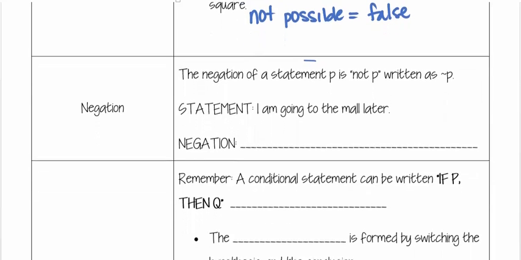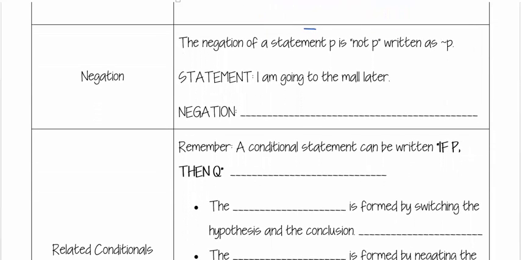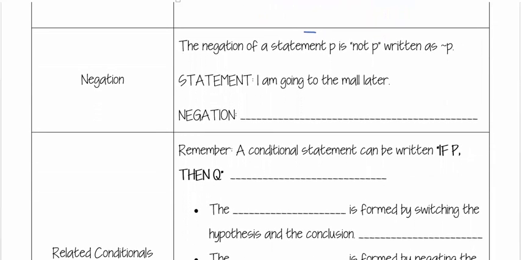Alright, next stuff is really the meat and potatoes of this, the stuff that we need to know. Negation. To negate something means to cancel it out. The negation of a statement is written "not P," or we can have this little squiggly in front of it. Remember, we abbreviate everything, so even the word "not" is too long for us to write.